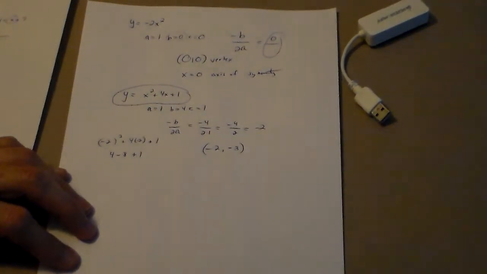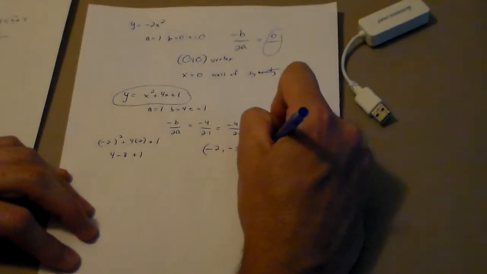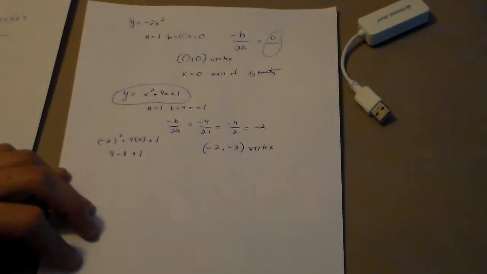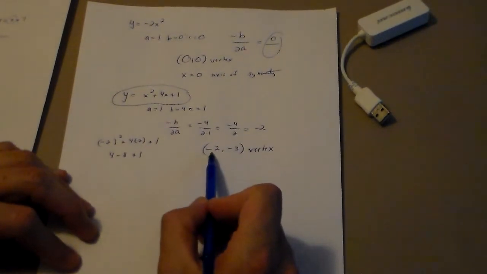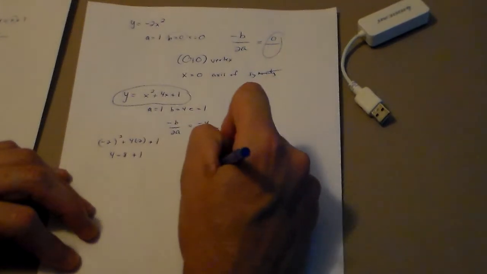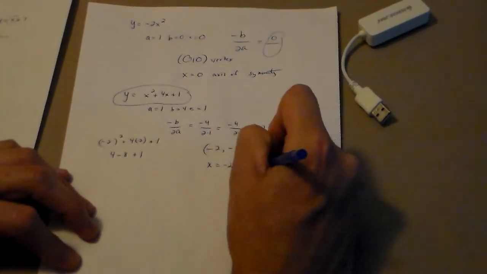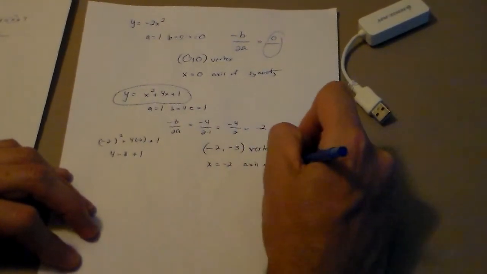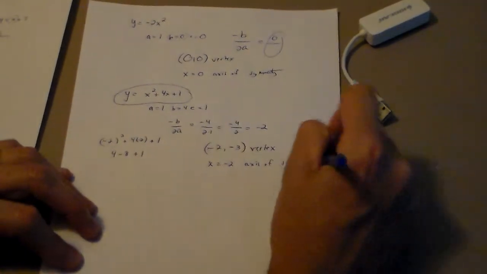So there's my vertex, negative 2, negative 3. And then I have to do my axis of symmetry, and that's going to be x equals negative 2 is my axis of symmetry.